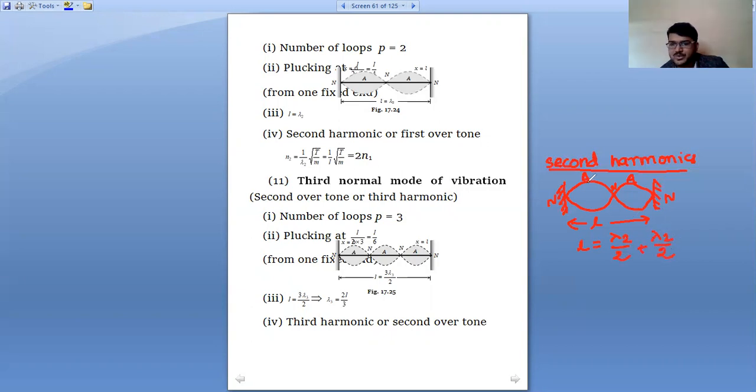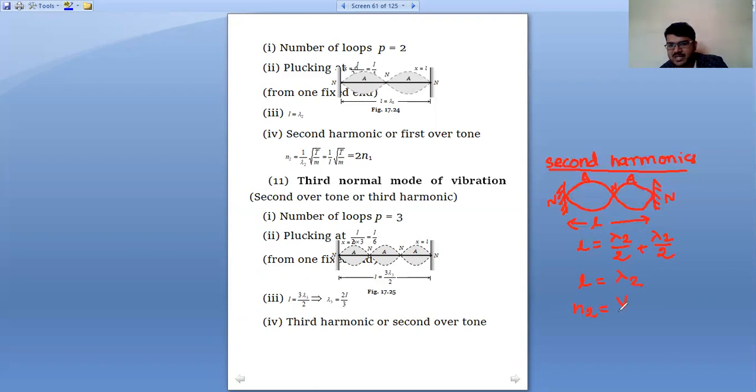Why lambda 2 by 2? Because this wavelength has changed now. Before we had only one loop, now you are having 2 loops, so the wavelength will change. That's why node to node is lambda 2 by 2, and here also node to node lambda 2 by 2. So L is equal to lambda 2. Now let's find out the frequency.